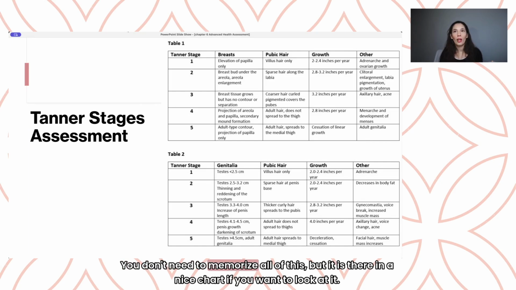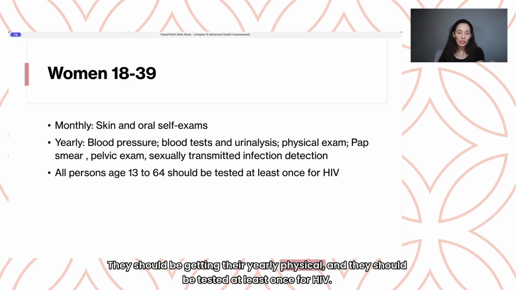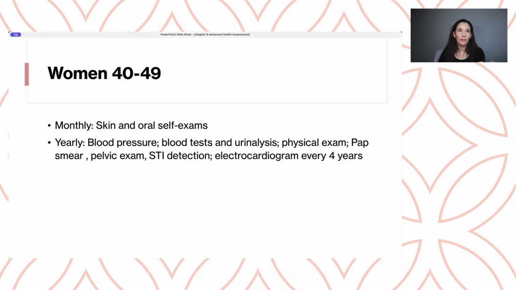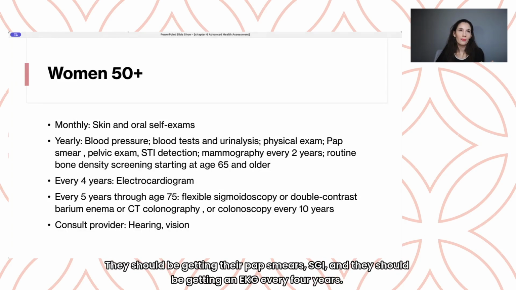You don't need to memorize all of this, but it is there in a nice chart if you want to look at it. When we talk about women ages 18 to 39, they should be doing monthly skin and oral self-assessments. Yearly, they should be getting their yearly physical, and they should be tested at least once for HIV. Women 40 to 49, literally same thing. They should be getting their pap smears, STI, and they should be getting an EKG every 4 years.